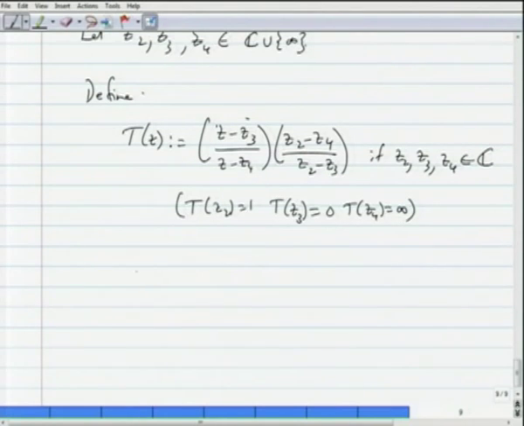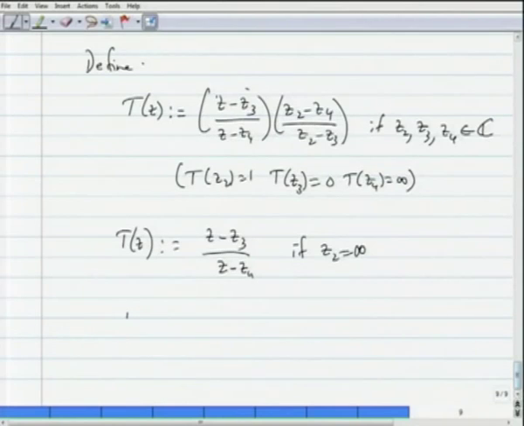And likewise, for other cases when Z 2, Z 3, Z 4 are not in the finite complex plane, you can make equivalent definitions: Z minus Z 3 divided by Z minus Z 4 if Z 2 is infinity.